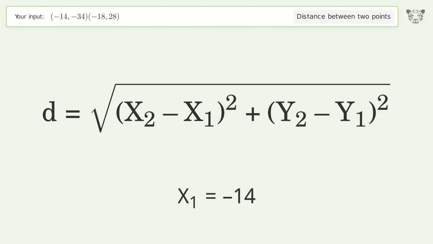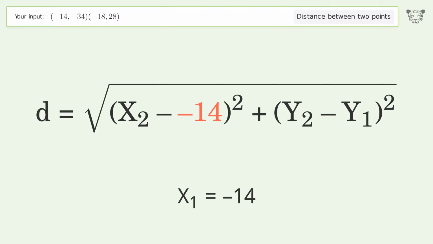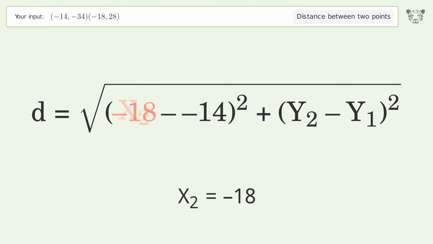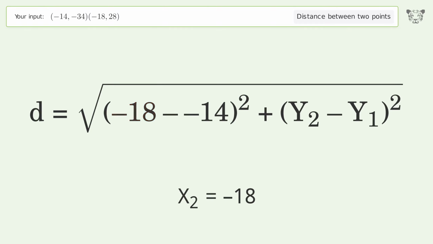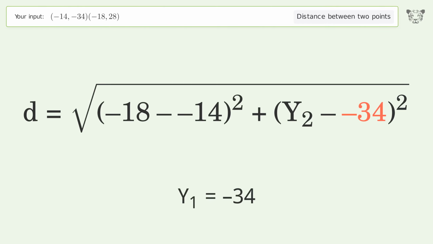x1 equals -14. x2 equals -18. y1 equals -34. y2 equals 28.